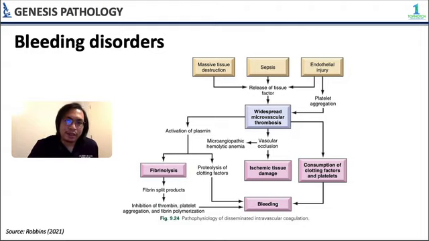Tapos, widespread microvascular thrombosis can also lead to vascular occlusion, leading to ischemic tissue damage. So, meron ka ding thrombus, no, sa blood vessels natin and can cause microangiopathic hemolytic anemia. And this thrombosis can also consume your clotting factors and platelets, kaya nga consumptive coagulopathy, bleeding.